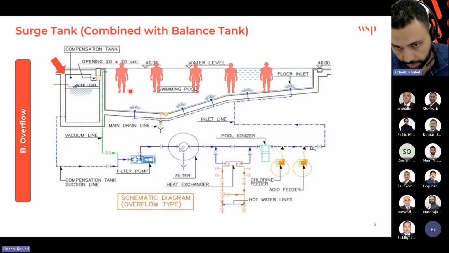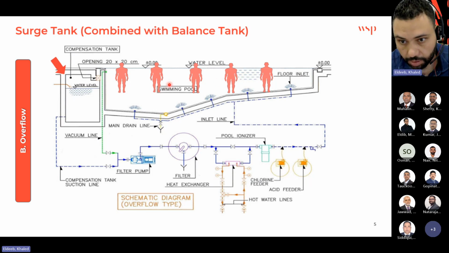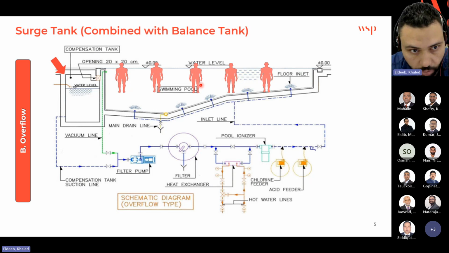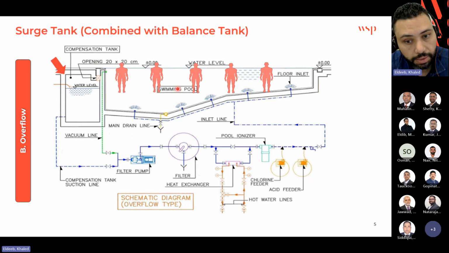So this surge tank should be designed to accommodate the water displaced by the swimmers, by the waves happening due to wind or due to the movement of the swimmers in the pool, and also the cleaning operations, like I'm going to discuss in the upcoming slide, like the backwash and this stuff. Also, we use it to maintain a constant water level in the pool, especially for infinity pools or overflow infinity pools.